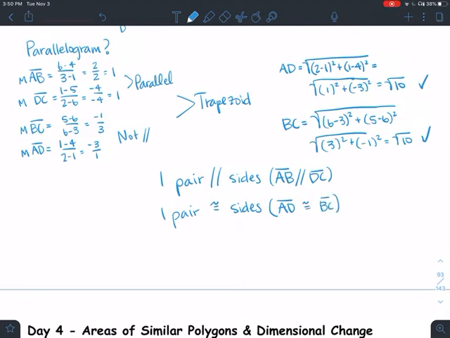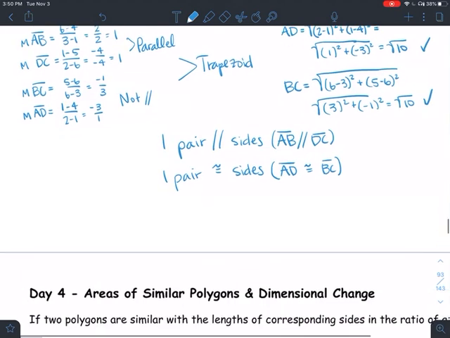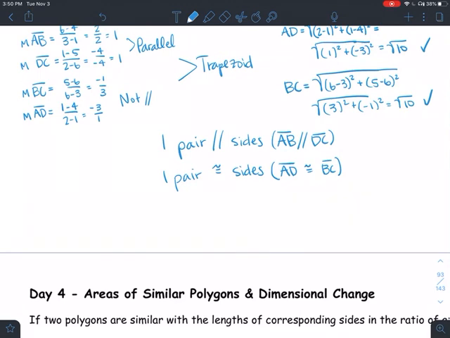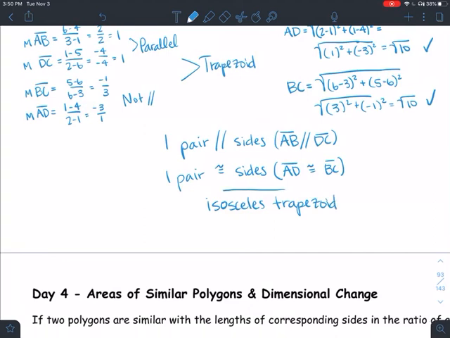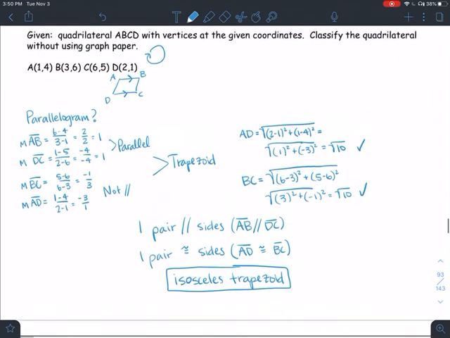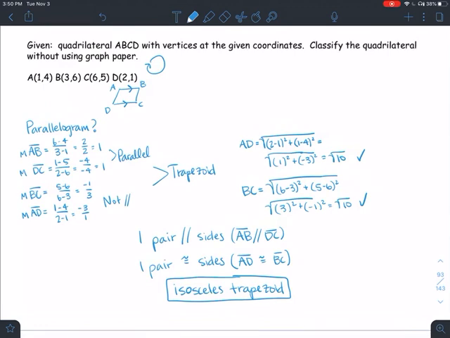Remember, if they are the same pair of sides, then we don't have a trapezoid, we would have a parallelogram. But in this case, they are different sides, so we have an isosceles trapezoid. Another way that you could check to see if this was isosceles is to check the length of the diagonals. If the length of the diagonals was the same, then it would also be an indication of it being isosceles.